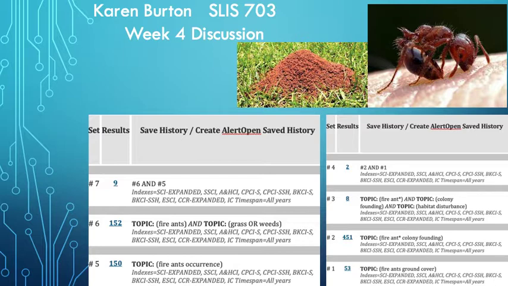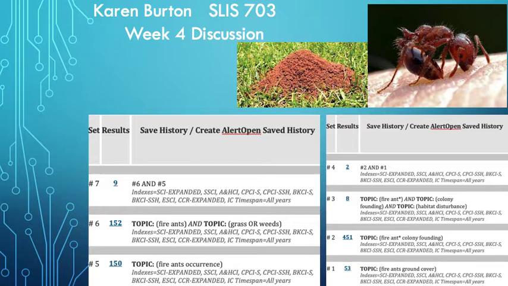So, I tried again. My next search history is over here on the right. So I started off with the topic of fire ants ground cover. Web of Science defaults to topic for their basic search and advanced search. So that's what I used. So I looked for fire ants and ground cover. Only 53. Okay, I can skim through that.